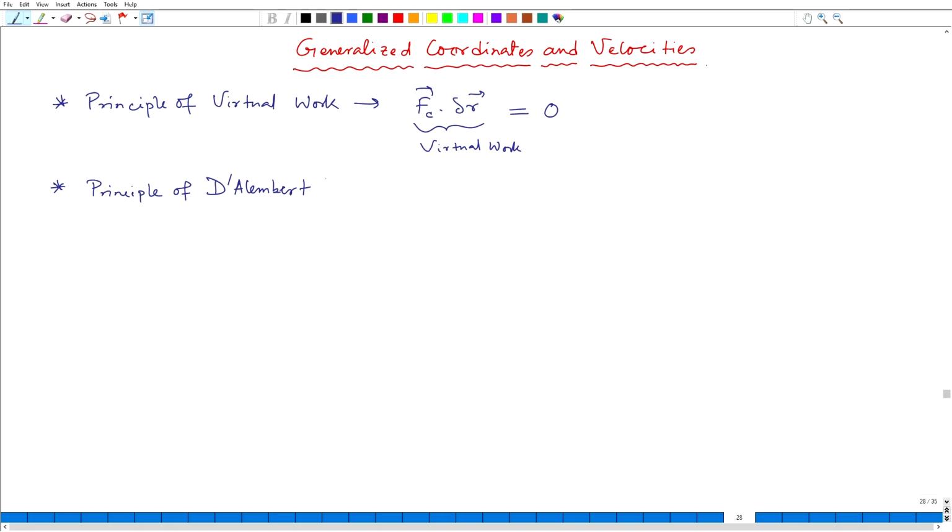Sometimes we say D'Alembert's principle as well, which simply said that the equation of dynamics finally for a particle can be simply written like this, in this form, where F I is the force acting on the particle, but excludes any type of force of constraint.